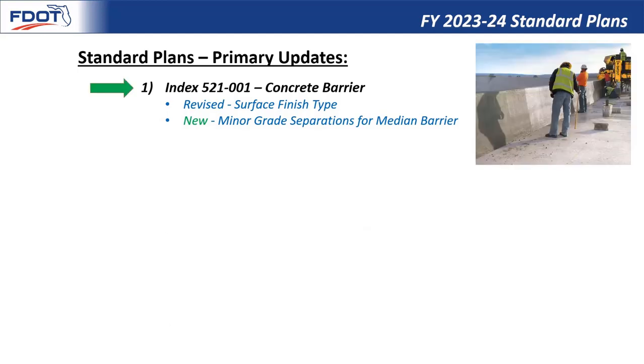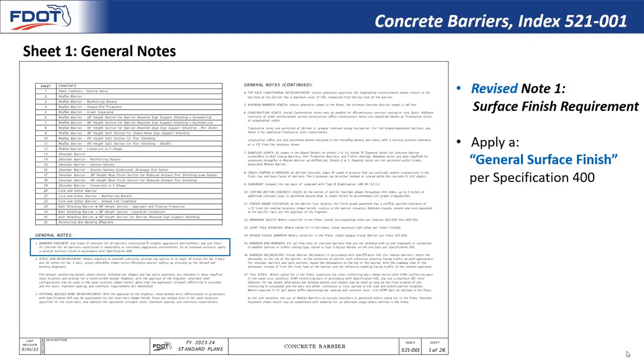And first up, we'll discuss some minor revisions made to the concrete barrier standards. Here we've revised the surface finish type and also added a note to allow for minor grade separations for median barrier. Taking a look at sheet 1 of the concrete barrier standard, we've revised General Note 1, which affects surface finish treatment for all concrete barriers throughout this standard. Essentially, we're calling for a general surface finish treatment per specification 400, which should result in cost savings throughout.